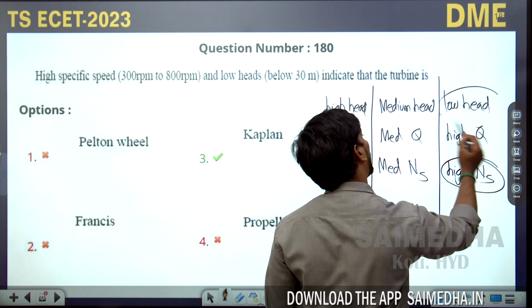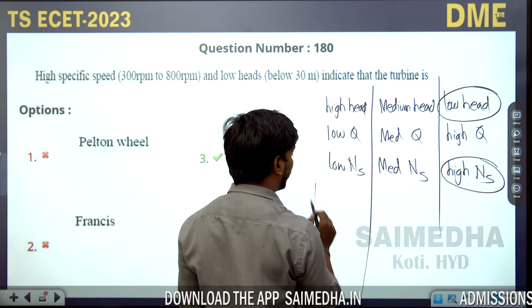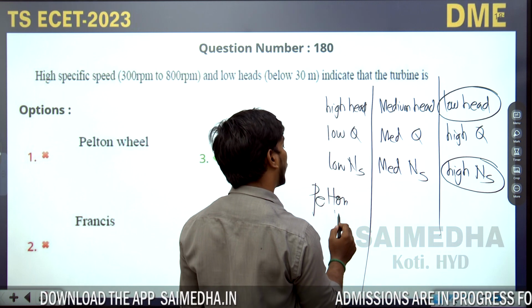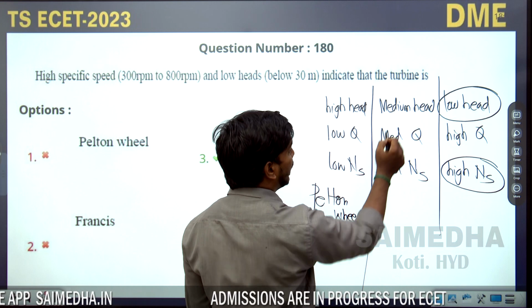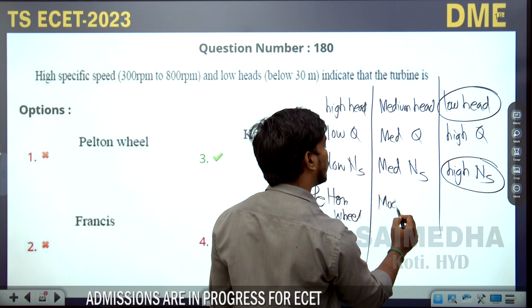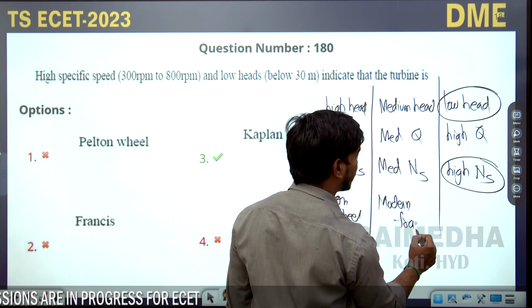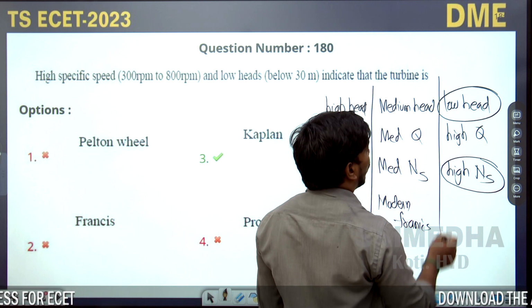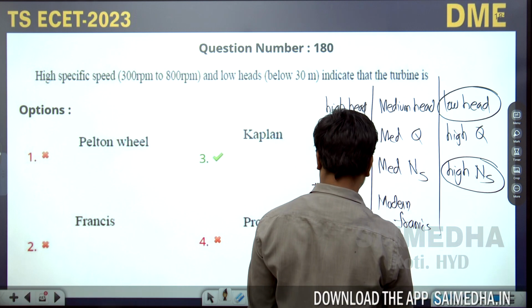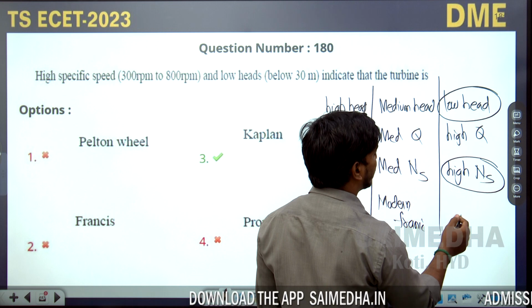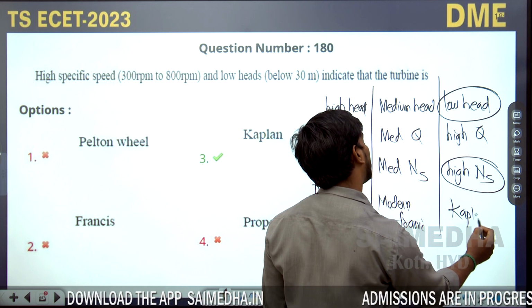High specific speed, low head. Okay, these first three are there for which turbine? Pelton wheel turbine. Medium, medium, medium, it is there for modern Francis. Low head, high discharge, high specific speed, this is for Kaplan.